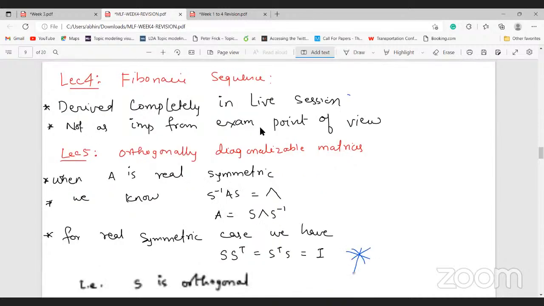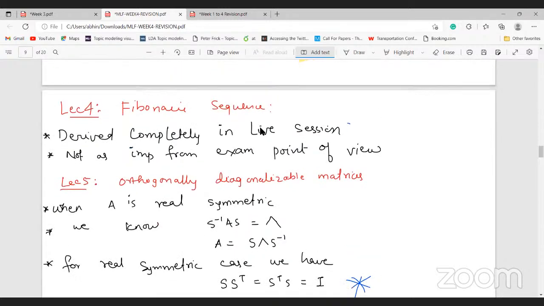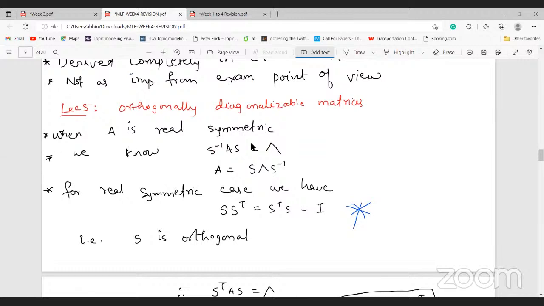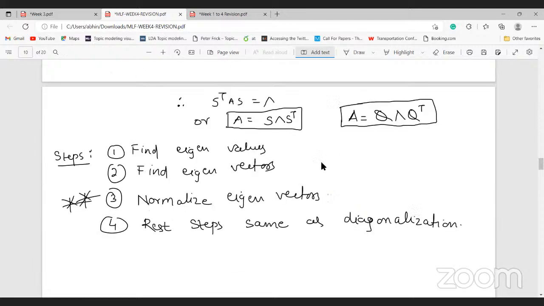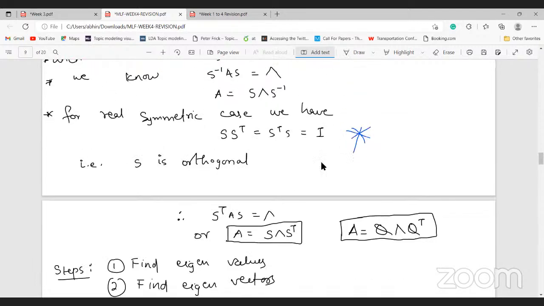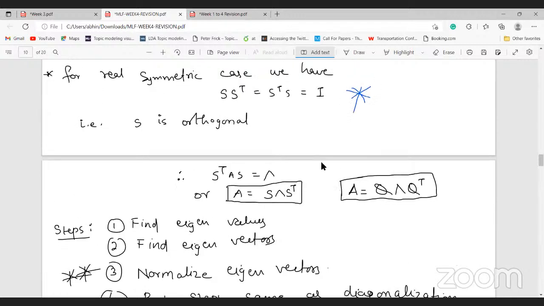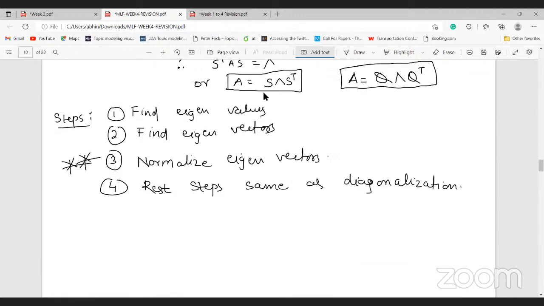The Fibonacci sequence is again not important from exam point of view. Orthogonally diagonalizable matrices are nothing but special cases of diagonalizable matrices where your matrix is symmetric. So if your matrix is symmetric, what happens? This S that you find is orthogonally diagonalizable. That's what happens. So orthogonally diagonalizable means whatever are the columns of this, they are orthogonal to each other. This is what orthogonally diagonalizable means.